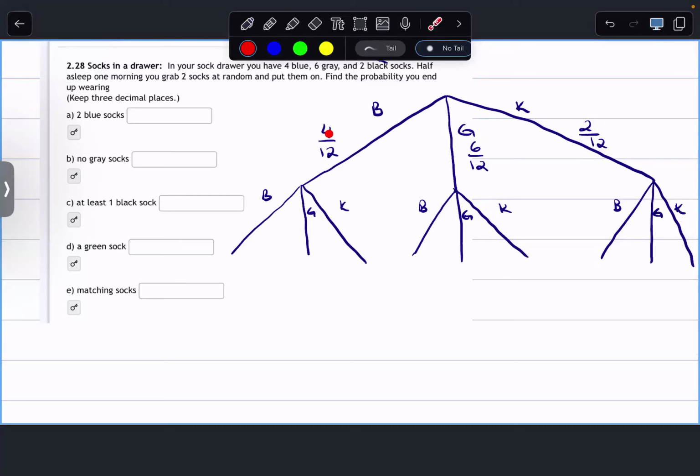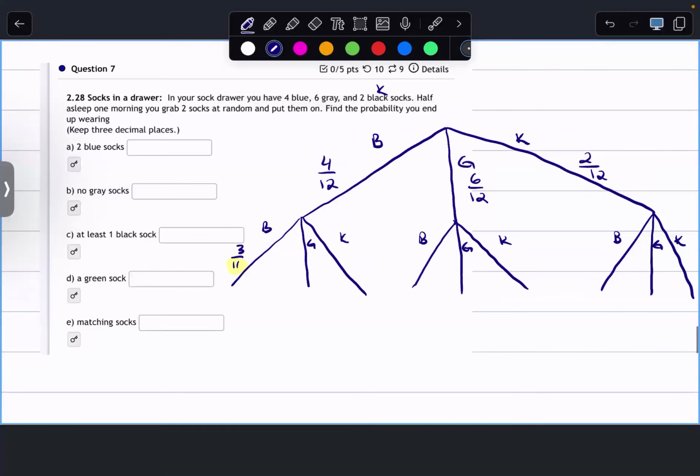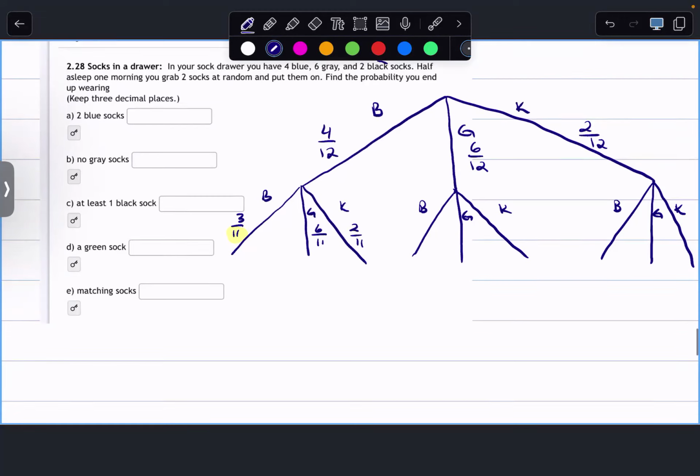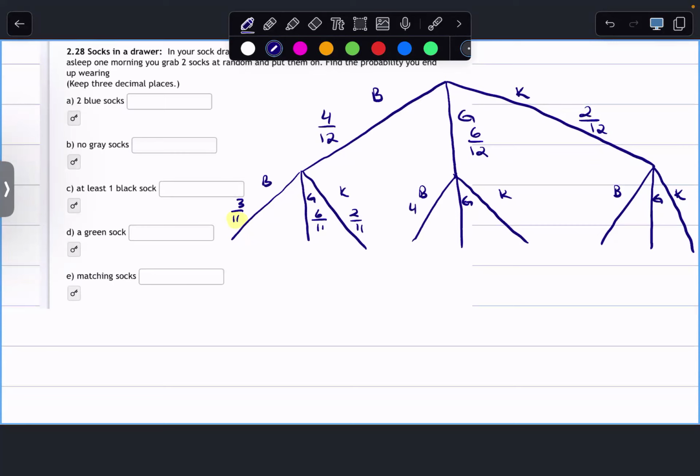If I pull the blue already, then I only have 3 out of 11. I'll highlight this 11 here, right? But I still have 6 grays because I didn't pull a gray, and I still have 2 blacks because I pulled a blue. Right, on to the next branch. Now I pulled a gray, so that's definitely going to impact the count of grays for the second one, but I still have 4 out of 11 blue. I have 5 out of 11 gray, and I have 2 out of 11 black.